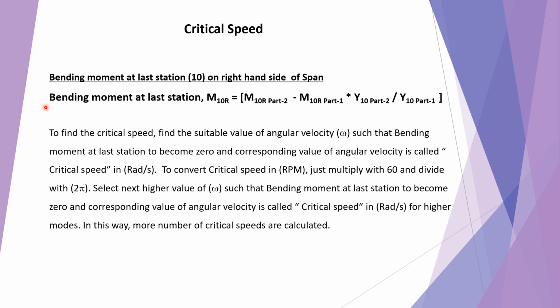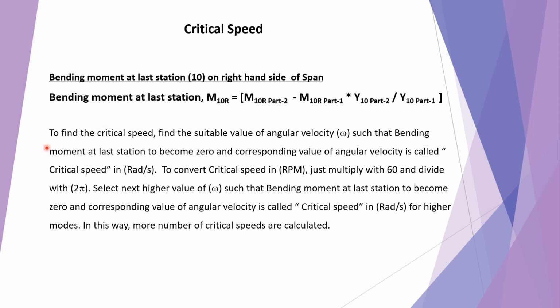Bending moment at last station 10 on the right hand side of the span. So the bending moment at the last station on the right hand side, that is M10R, is equal to M10R part 2 minus M10R part 1 into Y10 part 2 upon Y10 part 1.